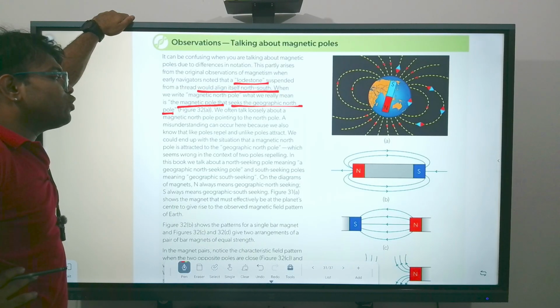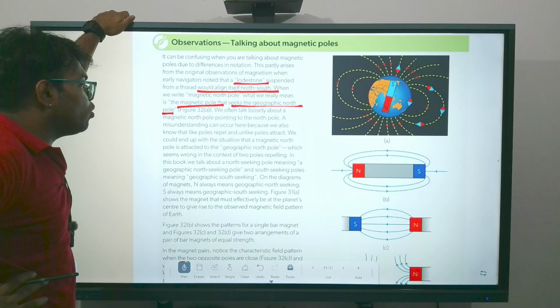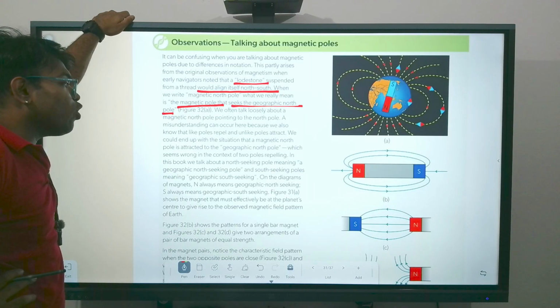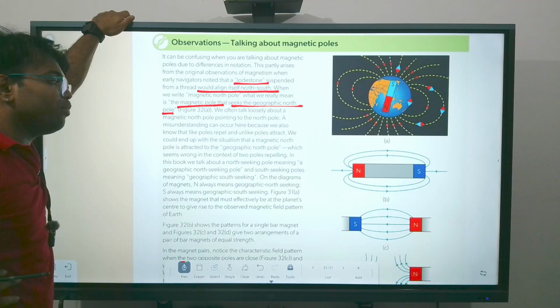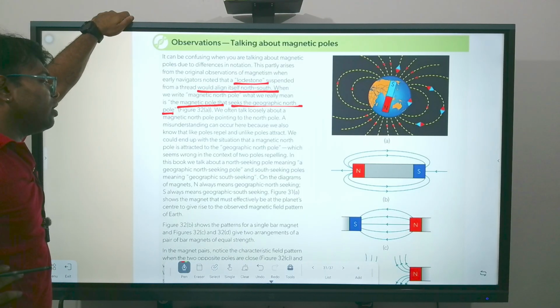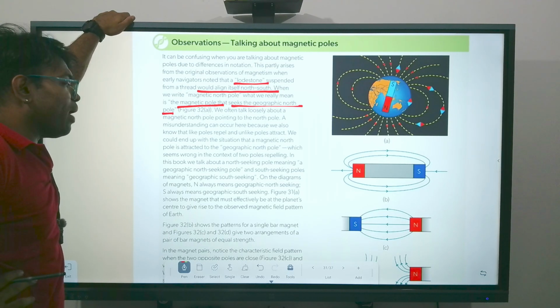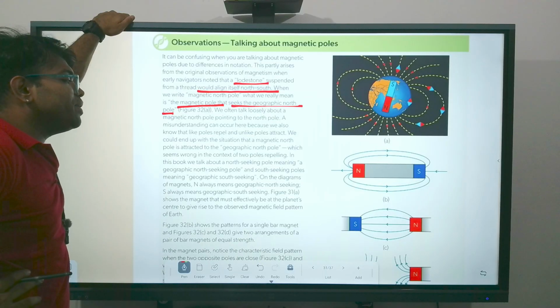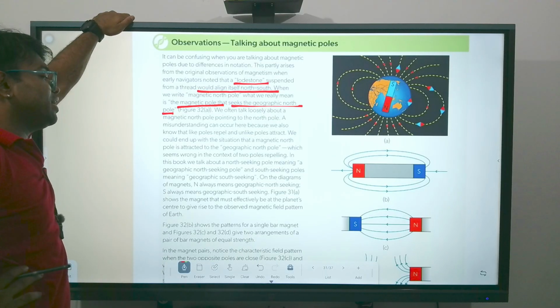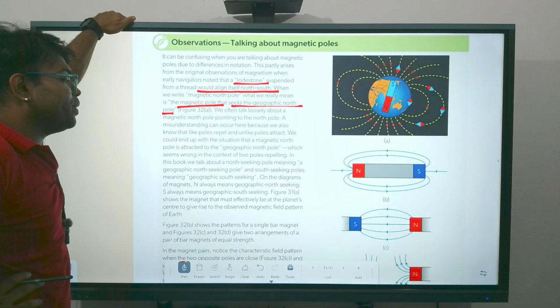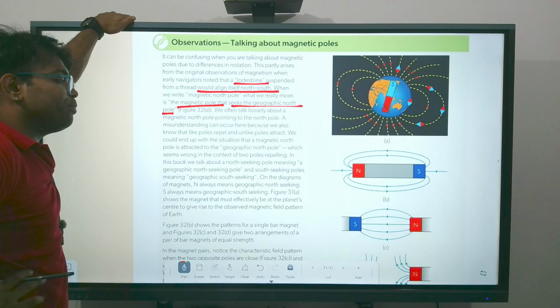In this book, we talk about the north-seeking pole, meaning a geographical north-seeking pole, and a south-seeking pole, meaning a geographical south-seeking pole. On the diagram of magnets, N always means geographical north-seeking pole. S always means the geographical south-seeking pole.